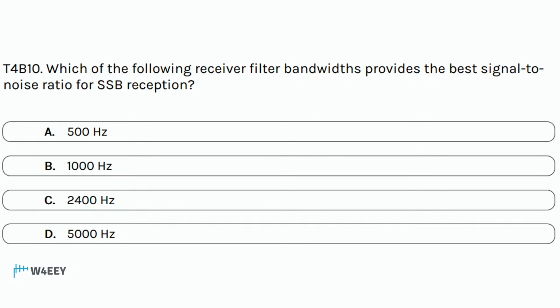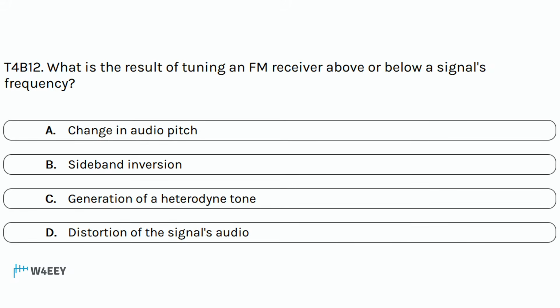And which of the following receiver filter bandwidths provides the best signal to noise ratio for single sideband reception? Charlie. If you had a single sideband radio, you'd see this is a common bandwidth, 2400 hertz, smaller than 3000 hertz, which we said is the transmitted bandwidth, so that really you're only receiving modulated signal when you go to 2400 hertz. No noise outside of that. All right. What is the result of tuning an FM receiver above or below a signal's frequency? What do you think?